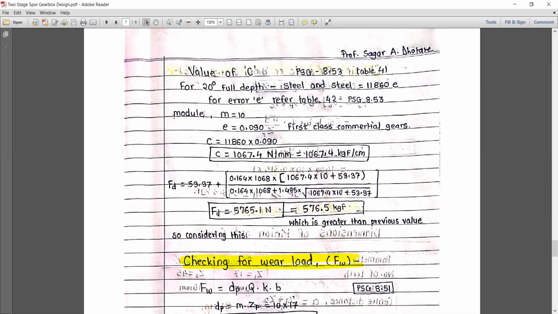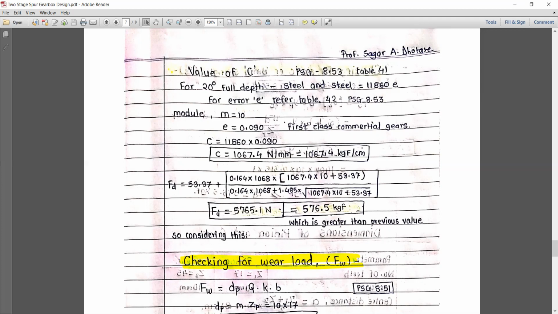Okay, now putting the value of E into the C, what do we get? C is equal to 1067.4 Newton per mm, that is 106.7 kgf per cm. Okay, so now all the values are known to us. Now put all the values into the equation of Fd in Buckingham's dynamic equation. What we get? Fd is equal to 5765.1 Newton, that is 576.5 kgf.